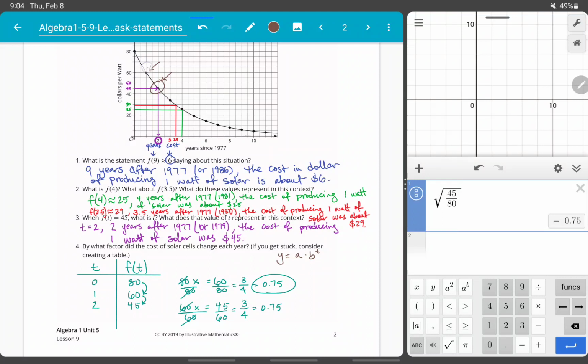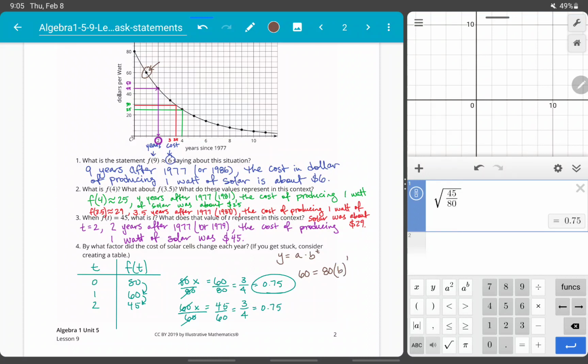And so either one of these. So if we do, actually, you know what? Probably this first one would be a good one instead. Let's use that one right there. So we know that our y value is 60. Our initial value is 80. We're looking for our b value, and we know our t value is 1.